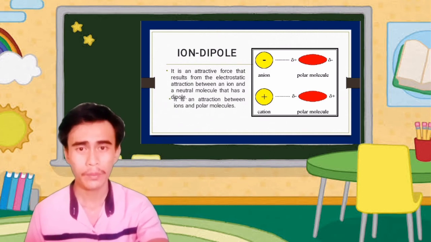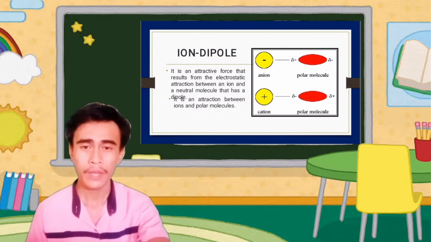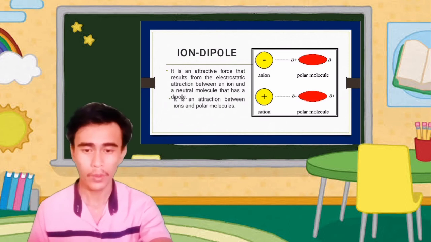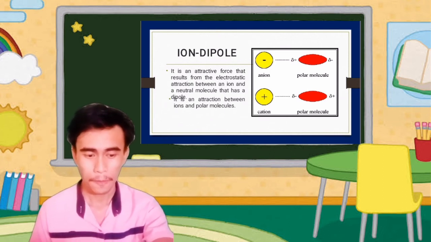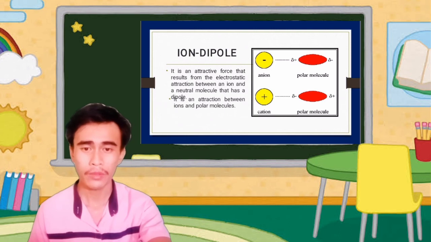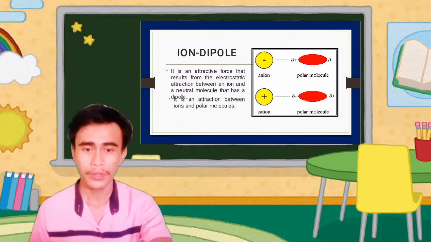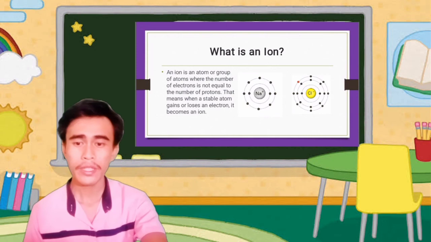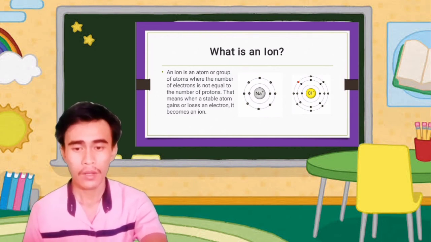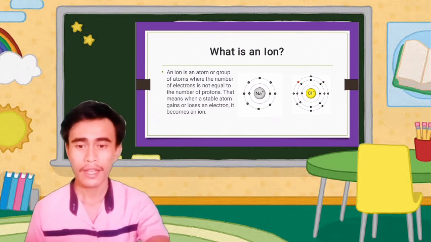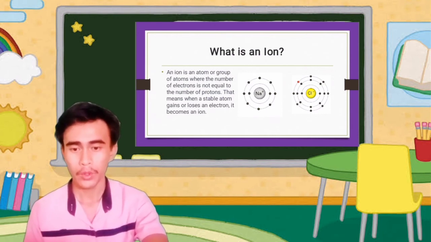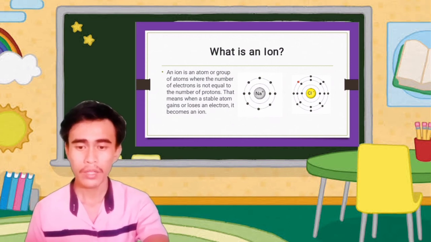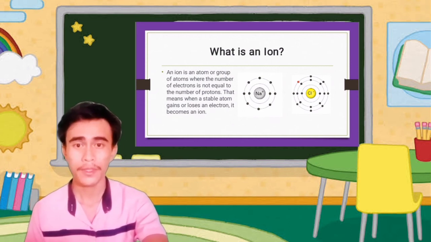So what again is a dipole? A dipole has a positive and a negative pole. As for the ion, we have two types of ion, the anion and the cation. Let's discuss the ion. An ion is an atom or group of atoms where the number of electrons is not equal to the number of protons. So when a stable atom gains or loses an electron, it becomes an ion.